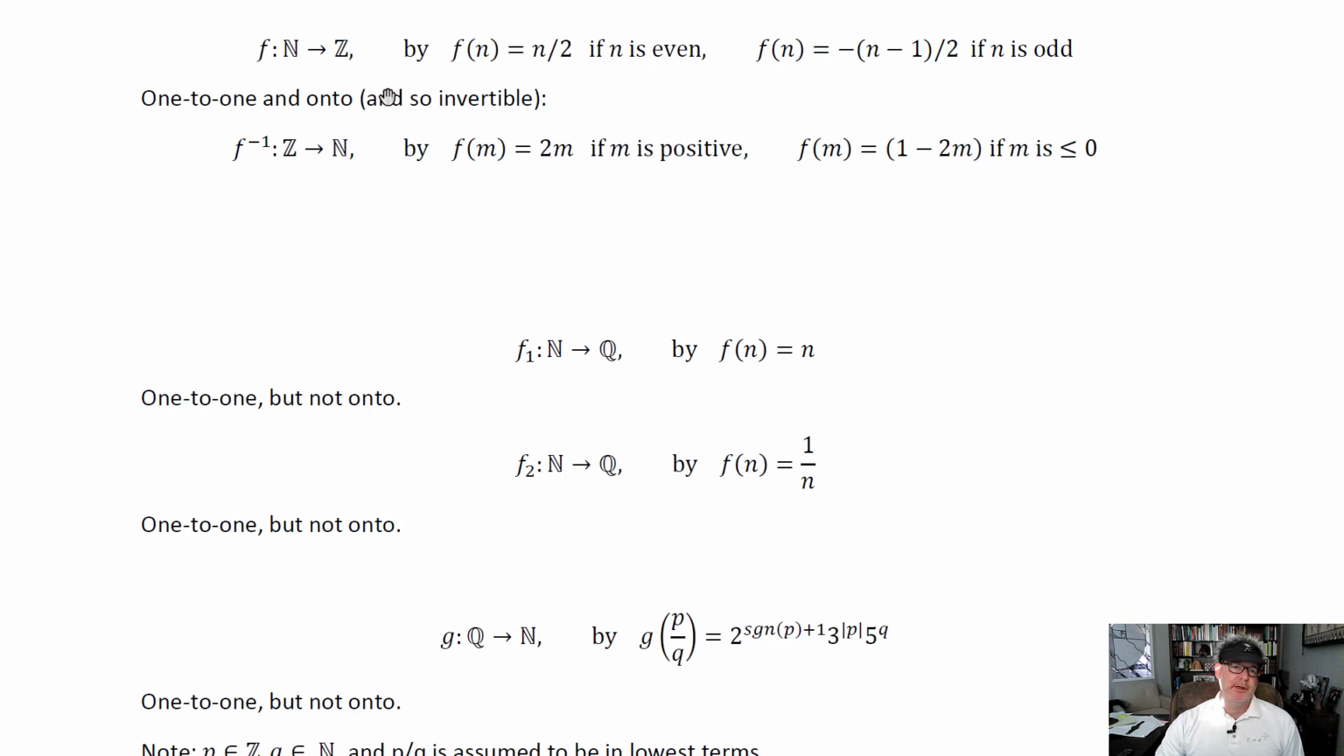And if it's 1-to-1 and onto, then it's invertible. And here's the inverse. If you start with an integer, negative or positive, then I can map that to the positive integers just by, if it's already positive, just double it. And if it's not positive, then do 1 minus double it. So for example, if it's 0, then it gets sent to 1. If it were at -1, it gets sent to 3. If it were at -2, that would get sent to 5, and so on.